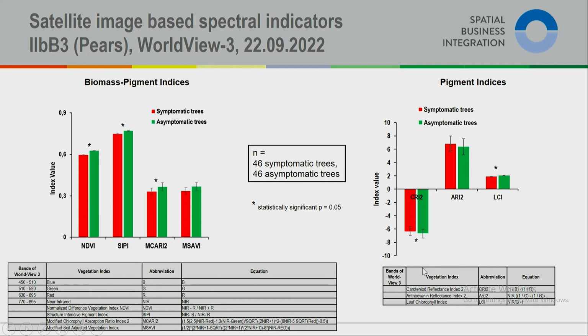This is carotenoid and chlorophyll content. Unfortunately, for the anthocyanin index, which would be the most important for us, the difference is visible but not statistically significant. But this is a proof of concept that we can detect infected trees in satellite images.